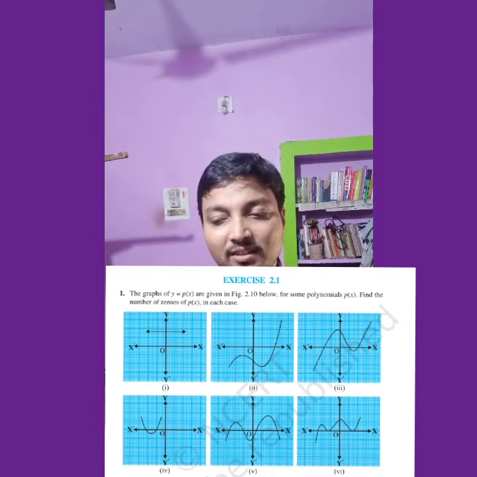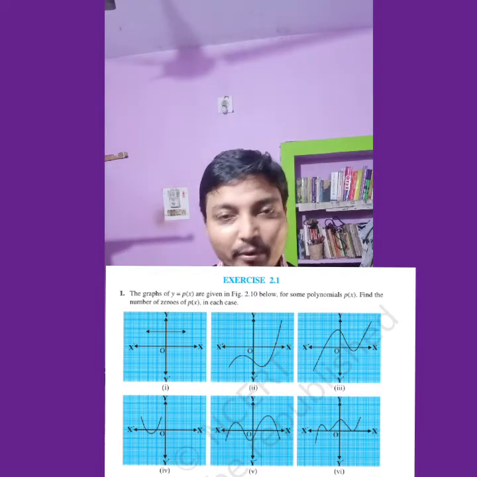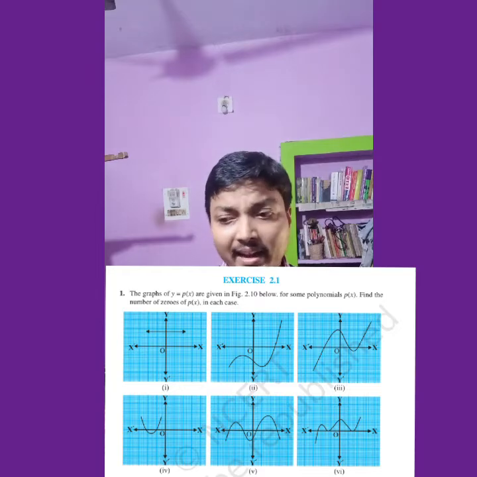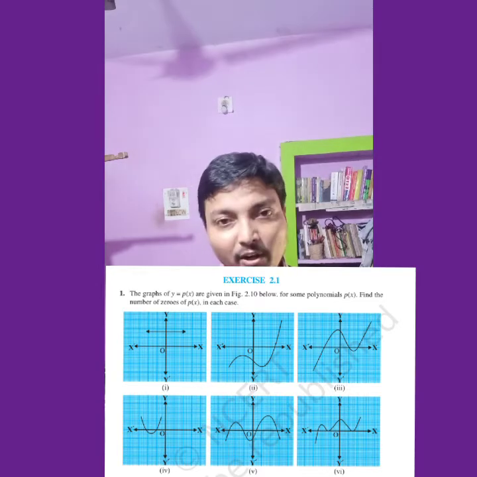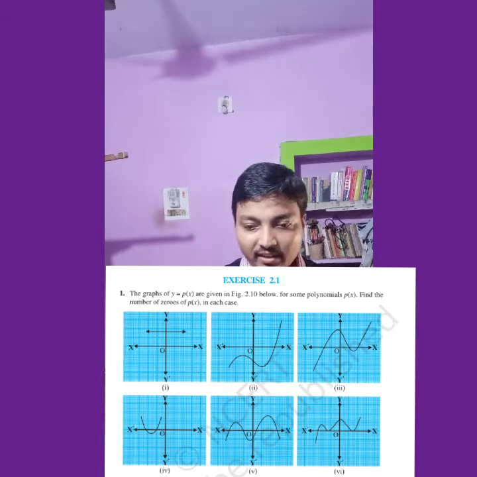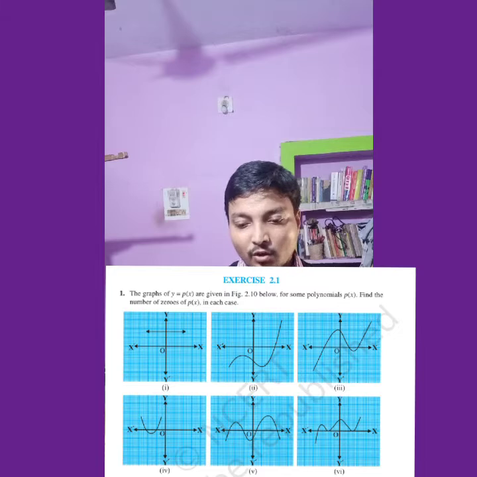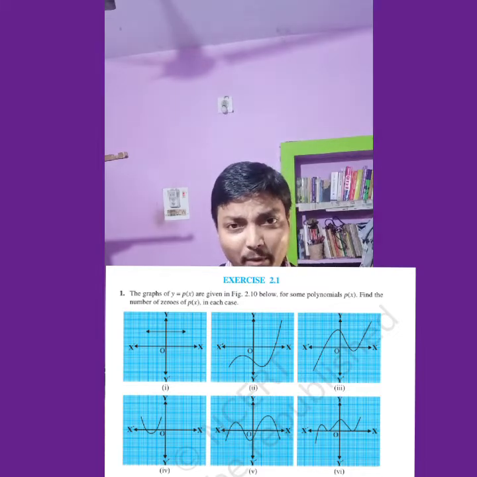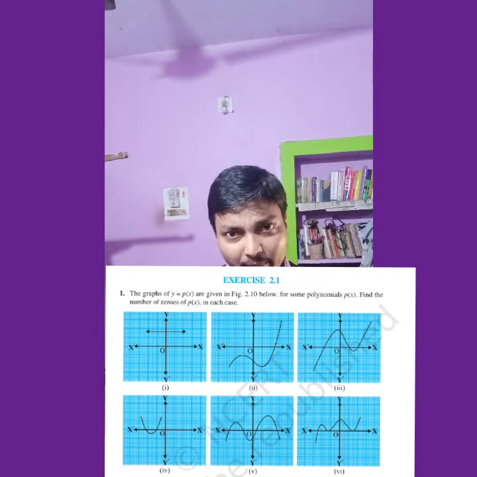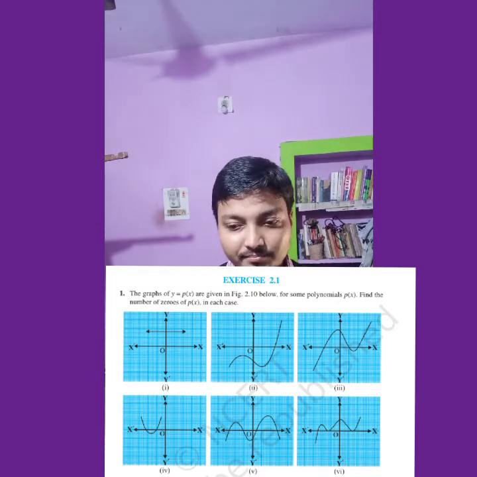In the third question, the curve intersects the x-axis at 3 different points, so that polynomial must have 3 zeros. Ready? Another figure, in question number IV: the curve intersects the x-axis at 2 different points, so that polynomial must have 2 zeros.